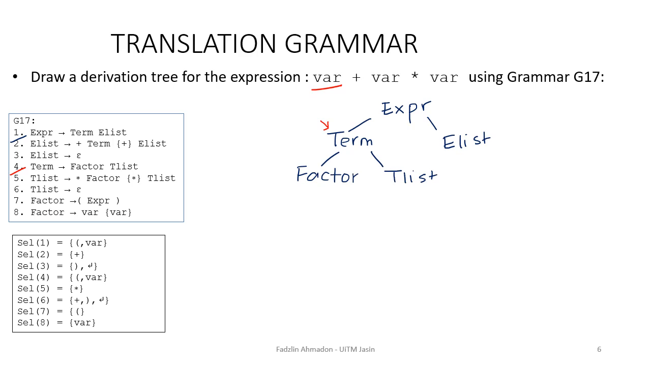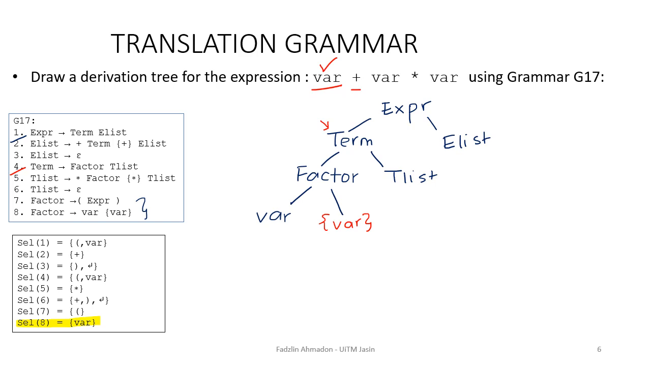And there are two rules derived from factor. Since we are trying to write var, I'm going to choose the rule derived from factor that has var as part of its selection set, and that rule is rule number 8, because rule number 8 has var as its selection set. Therefore, I am applying rule number 8 here, and if you can pay attention, this is how we're going to do this. Var, and then write the var action. Okay, so we are done with the first var.